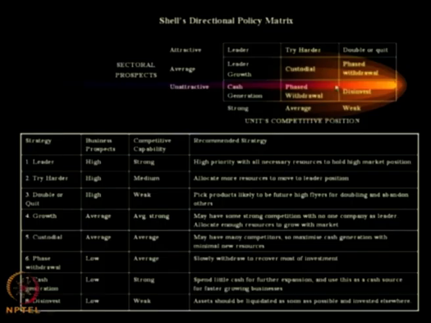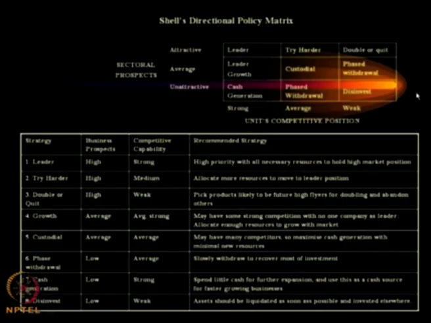What about the next one, this cell where the unit's competitive position is average, and the sectoral prospects are also average. The strategy advocated is custodial. What do we mean by custodial? You may have many competitors, so maximize cash generation with minimal new resources. So, do not try to invest too much money. So, what should you do? Try to find out how much cash can flow in, similar to the cash cow type of a situation in the BCG matrix.